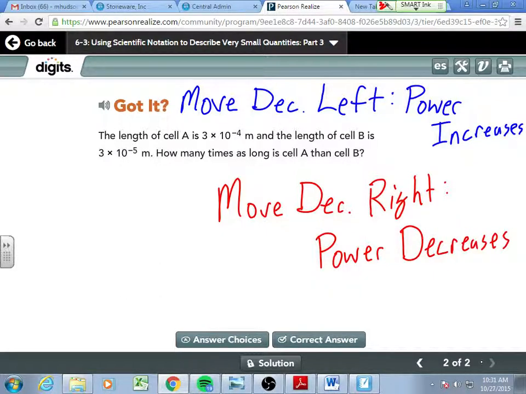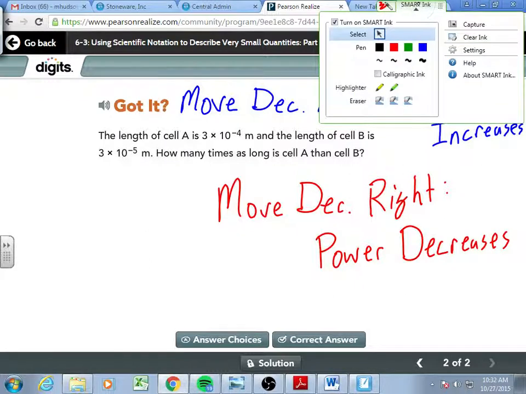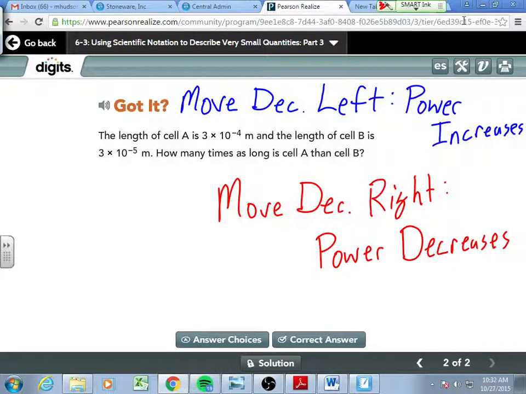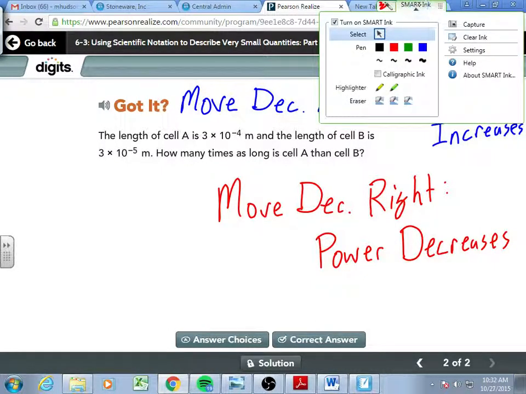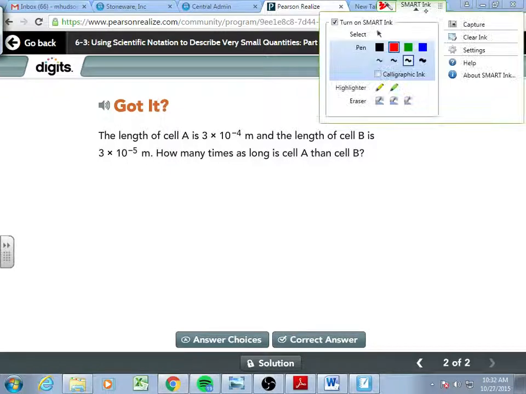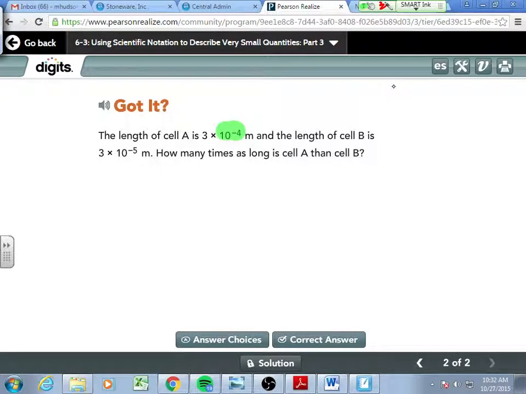But remember, with negative exponents, decreases would be a bigger negative number. It'd be further away from 0. Does both of those apply for negative numbers? For negative or positive powers, it does the same regardless of what your power of 10 is. So that's when I physically move the decimal. And why I'm telling you that is it will be much easier to compare these values if I have the same power.